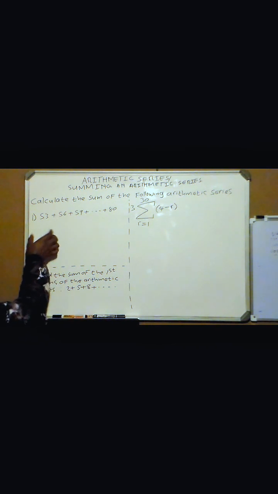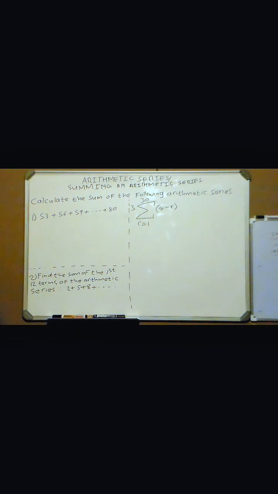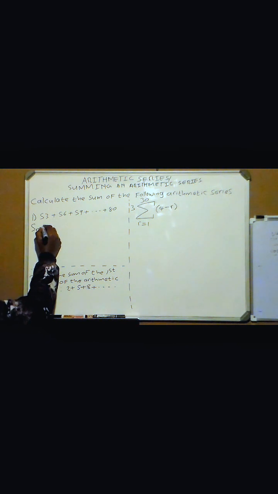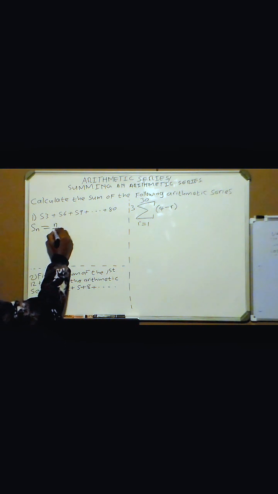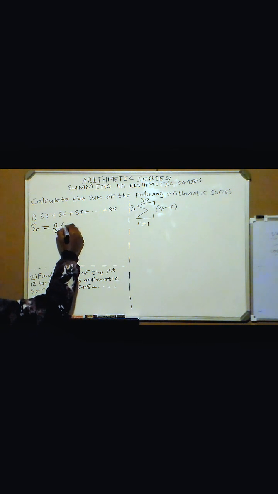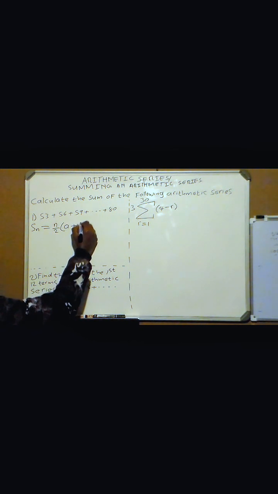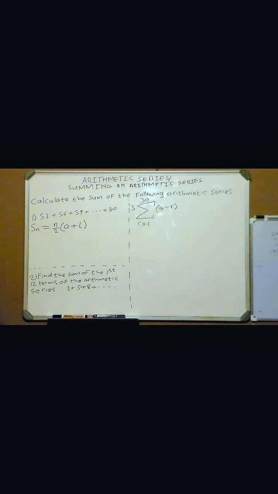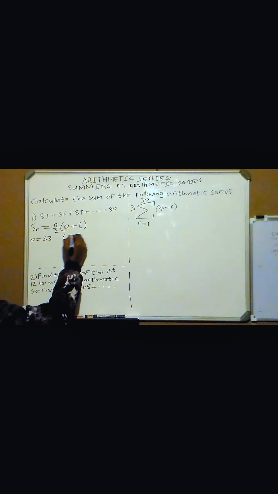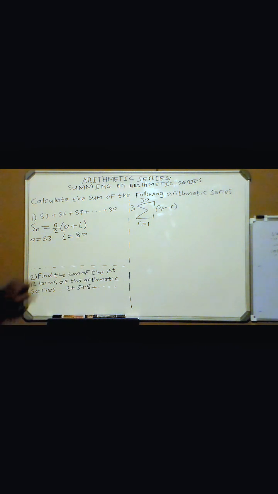So here we are given the first term and the last term, right? So we can use the second equation, which is Sn equals n over 2 multiplied by the first term plus the last term. Here your first term is 53 and your last term is 80. So the last thing that we need to do is to find the value of n, right? Remember, how do we find the value of n?